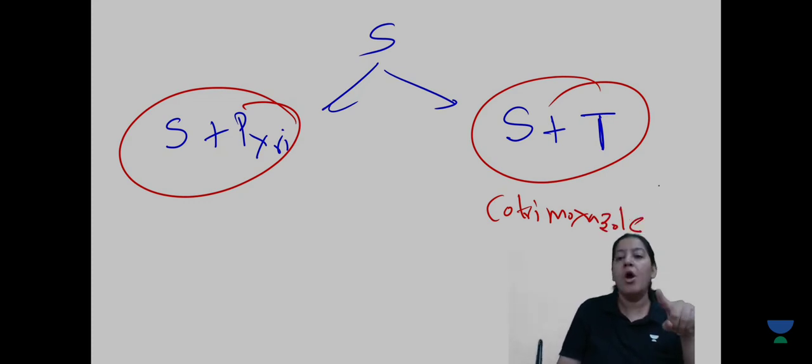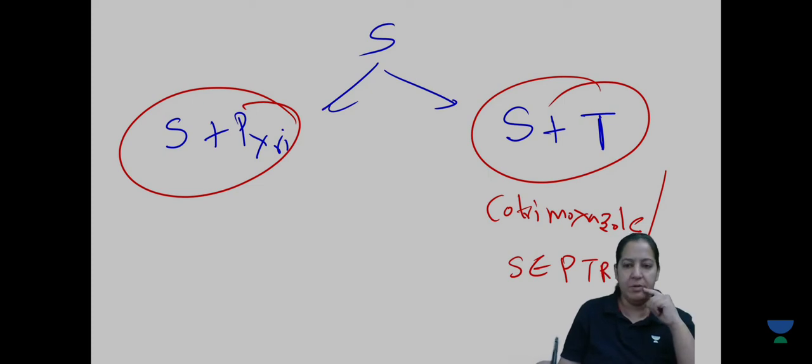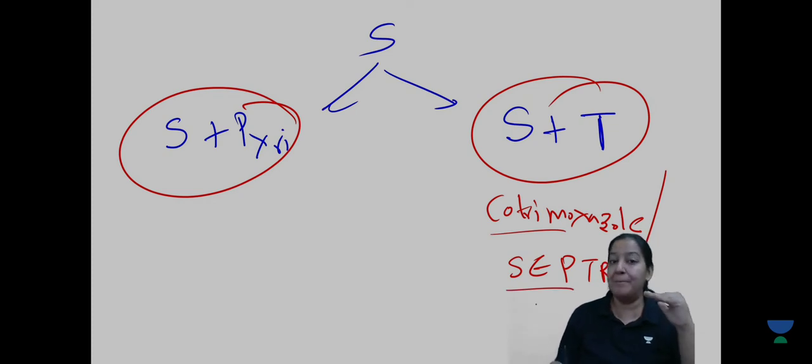Either say cotrimoxazole, or the brand name of cotrimoxazole is Septran. You may know that. So, one and the same thing. Like paracetamol is Crocin, cotrimoxazole is Septran. Septran is the brand name, right? It is available by the name Septran in the market. Septran is cotrimoxazole. It contains both drugs.